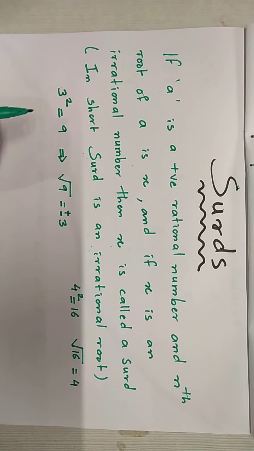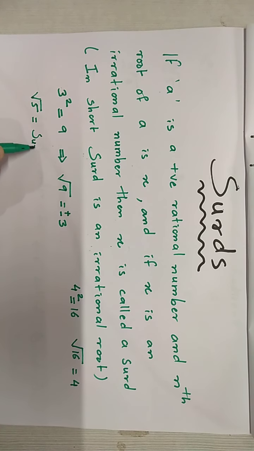Now there are some numbers whose square root you will not get as a rational number. For example, the square root of 5. 5 is not a perfect square. So the square root of 5 is possible using the division method. It will be a decimal number. But the square root of 5 you might not get as a rational number. You will get it as an irrational number. So the square root of 5 will be called a surd.